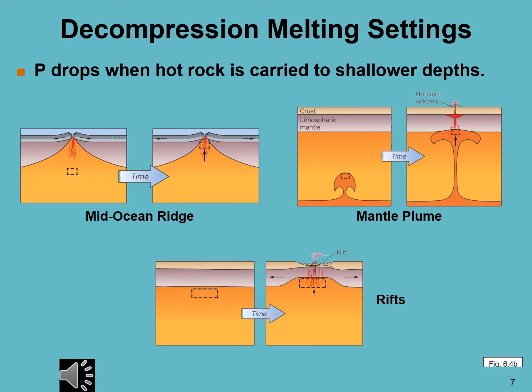Decompression melting takes place where hot mantle rock rises to shallower depths. Examples are: 1. Mantle plumes or hot spots. 2. Beneath rifts, such as mid-ocean ridges where the convecting mantle rises. Or 3. Continental rift zones where stretching and thinning of the crust allows the mantle to rise and melting occurs. The packet of rock, surrounded by the dashed line in the images, rises to a zone of lower pressure at a shallower depth, and magma forms, the red dots in the image.